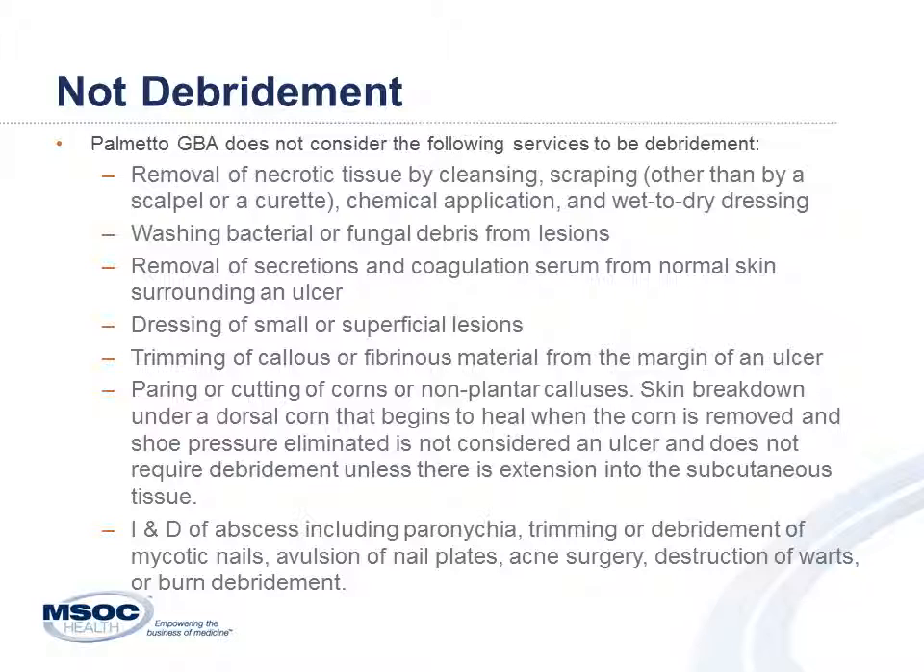Palmetto GBA does not consider the following services to be debridement: removal of necrotic tissue by cleansing, scraping, chemical application, and wet to dry dressing, washing bacterial or fungal debris from the lesion, removal of secretions and coagulation serum from normal skin surrounding an ulcer, dressing of small or superficial lesions, trimming of callous or fibrinous material from the margin of the ulcer, paring or cutting of corns or non-plantar calluses, or I&D of abscess.